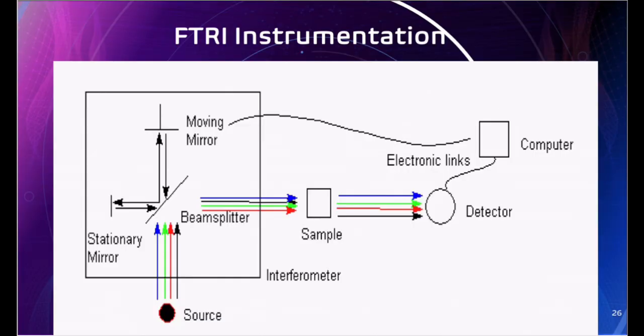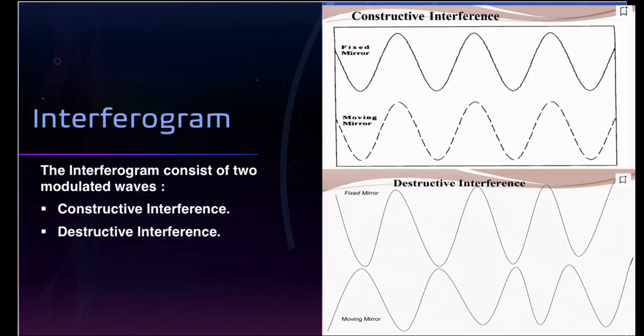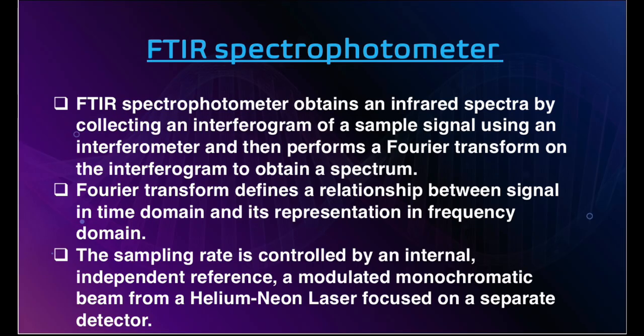Fourier transform infrared spectroscopy instrumentation. Interferogram. The interferogram consists of two modulated waves: constructive interference and destructive interference. An FTIR spectrophotometer obtains an infrared spectrum by collecting an interferogram of a sample signal using an interferometer and then performs a Fourier transform on the interferogram to obtain a spectrum. Fourier transform defines the relationship between a signal in the time domain and its representation in the frequency domain.